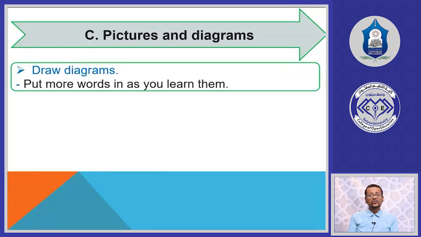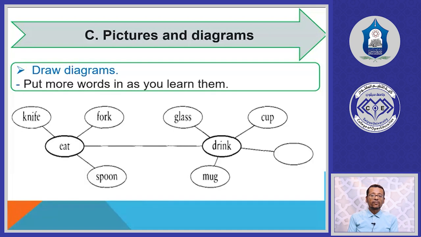Another example is draw diagrams. Put more words in as you learn them. For example, draw a circle and write eat. And any word you learn later related to eat, like knife, fork, spoon, plate, kitchen, food, whatever, you can write it under something related to what? To eat. So when we need to eat, we use certain utensils like a knife, a fork, a spoon, a plate. These are all related to the verb eat.